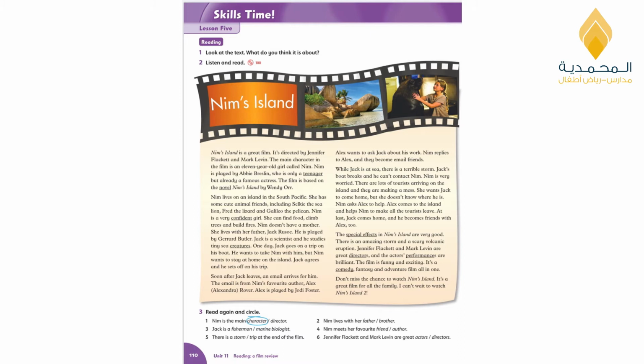Nim is very worried. There are lots of tourists arriving on the island, and they are making a mess. She wants Jack to come home, but she doesn't know where he is. Nim asks Alex to help. Alex comes to the island and helps Nim to make all the tourists leave. At last, Jack comes home and he becomes friends with Alex too.